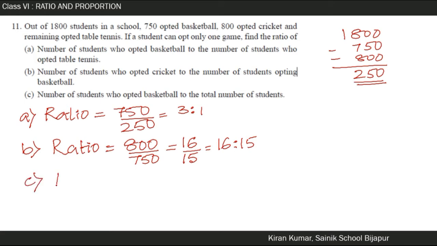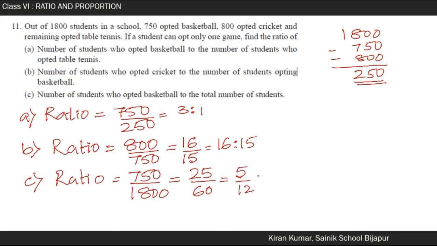The third one, the required ratio is the number of students who opted basketball, that is 750, upon the total number of students, which is 1800. 0, 0 will get cancelled. Sorry, 3 25s are 75, 3 60s are 180. Further, it can be simplified. 5 5s are 25, 5 12s are 60. So the ratio is 5:12. This is how you should simplify and express the ratio in the simplest form.